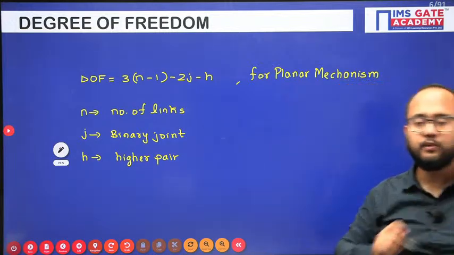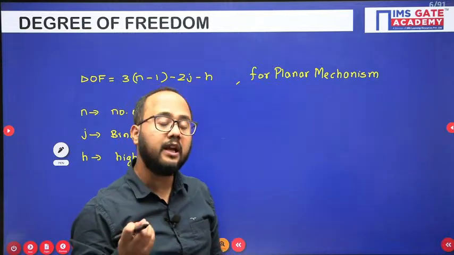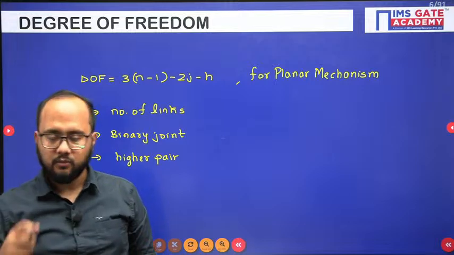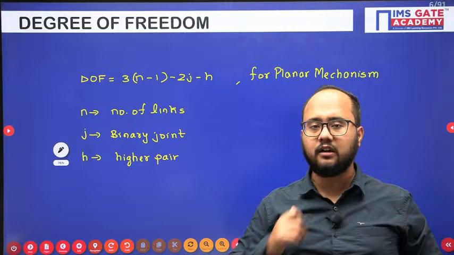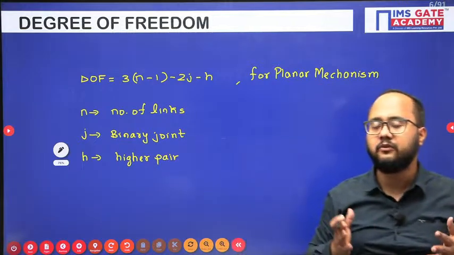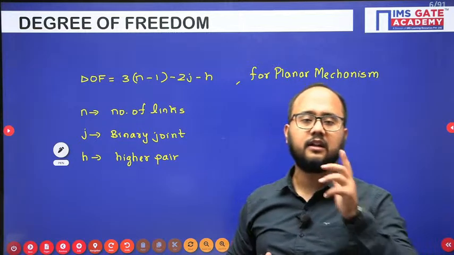Now, very important point you need to understand, some of the time you will be having redundant link, you will be having redundant degree of freedom. So most of the time what happens, students are confused between redundant link and redundant degree of freedom. Now what is the basic difference?